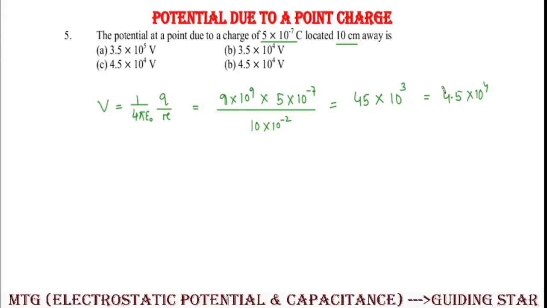So finally here we'll check the options. Options are given: 3.5 into 10 to the power 4 volt, then 3.5 into 10 to the 5 volt, which are wrong, then 4.5 into 10 to the 4 volt, yes it is this much. And the last option is 4.5 into 10 to the power 5, so this is wrong. Clear? So finally option C will be the correct one.